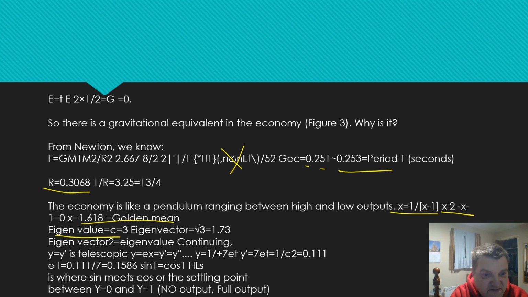The eigenvalue is the speed of light, 3. The eigenvector is equal to root 3. The eigenvector is equal to the eigenvalue times 2.